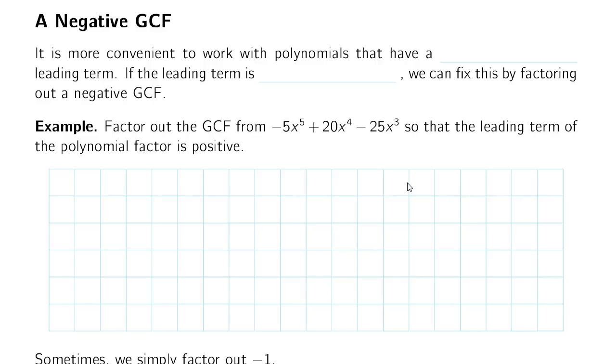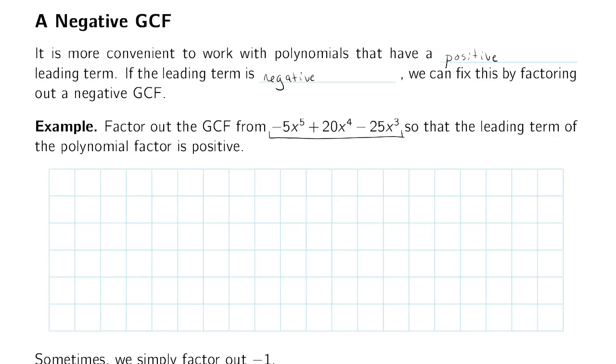It turns out that it's easier to work with polynomials that have a positive leading term. When we have a negative leading term, we can fix that by factoring out a negative greatest common factor. So as an example, let's factor out the greatest common factor from the polynomial negative 5x to the fifth plus 20x to the fourth minus 25x to the third, so that the leading term of the polynomial factor is positive.